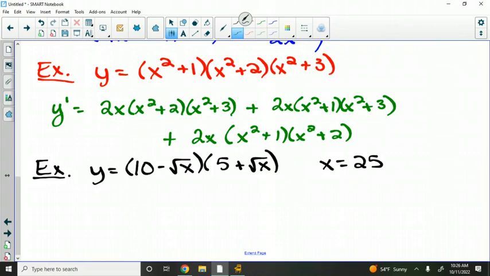Who wants to share their answer? I like -1/2. We feeling okay about -1/2? That 25 was a nice little thing to put in the radical.